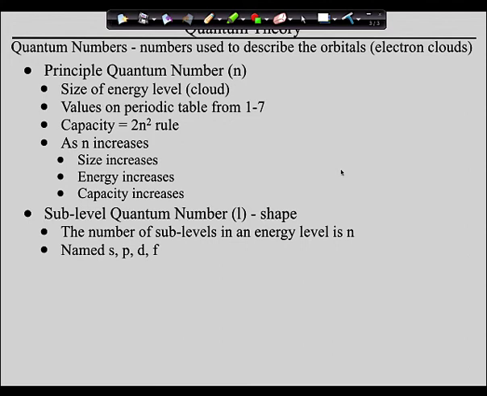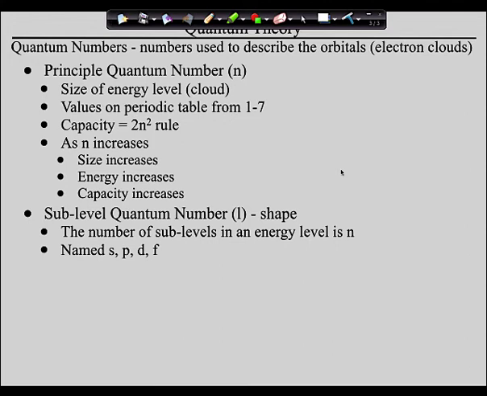So now let's tie the pieces together. You ready? See if you understand. First energy level has how many sublevels? 1. It's an S. The second energy level has how many sublevels? 2. S and P. The third energy level has how many sublevels? 3. S, P, D. The fourth energy level has how many sublevels? 4. S, P, D, and F. The fifth energy level has how many sublevels? 5. S, P, D, F, G.